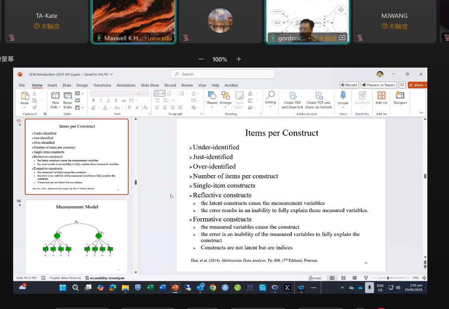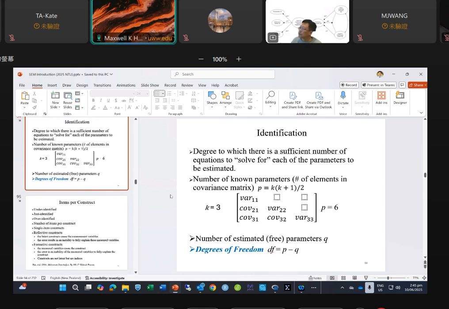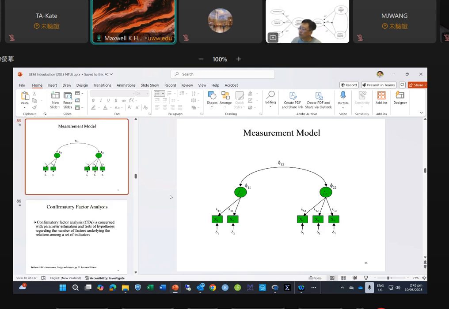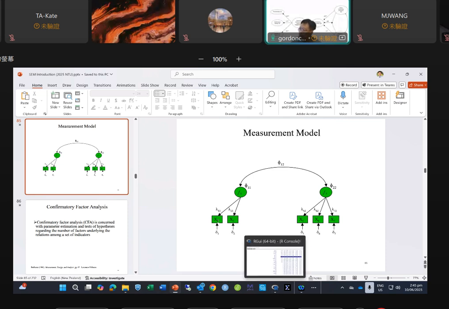Excuse me, I have a question. In the earlier example, we have 2 items for factor 1 and 3 items for factor 2, right? And then it's over-identified. So why don't you recommend it? The reason why I don't recommend it is because we can only examine the quality of this because of the covariance of the 2 factors.